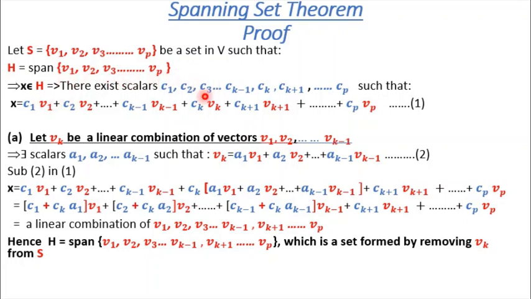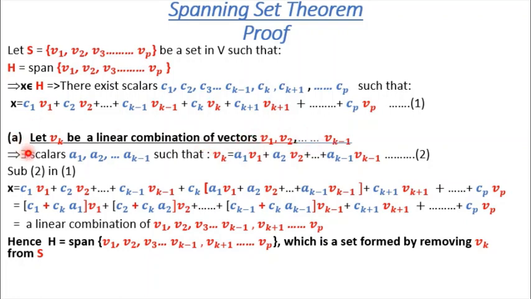With those, we'll write the linear combination. This is our equation 1. Now, let us try to prove the first bit. In the first bit, suppose there is a vector vk which is a linear combination of other vectors. So, I am taking that, let vk be a linear combination of vectors v1, v2 and so on, vk minus 1, its preceding vectors.